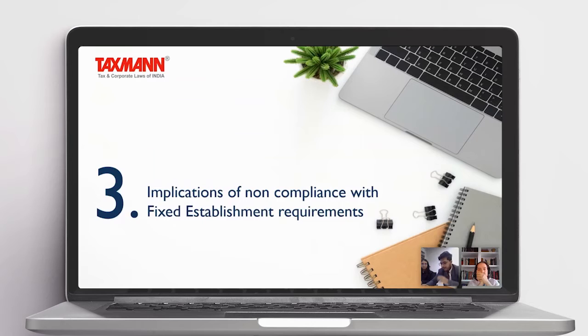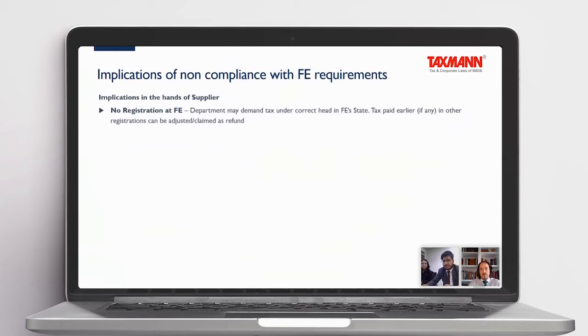Now, this is a very important part. We have seen the definition of fixed establishment, the four requirements which Karishma has explained to you: export, import, registration requirement, and the type of tax that you have to pay. If we are not complying with the FE requirement, then what would be the consequences? These consequences are implications in the hands of the supplier.